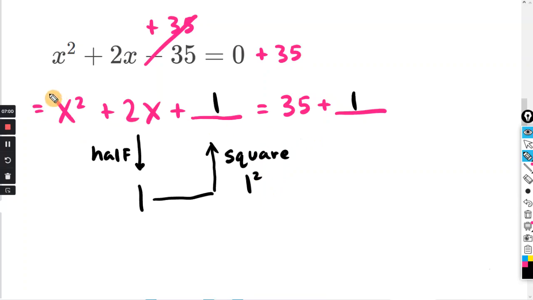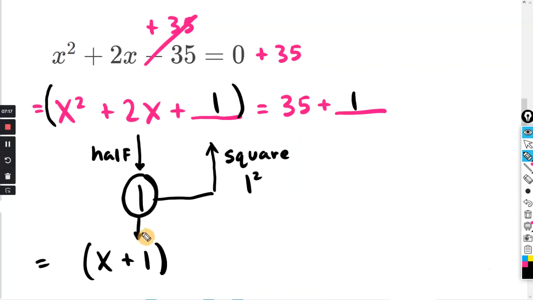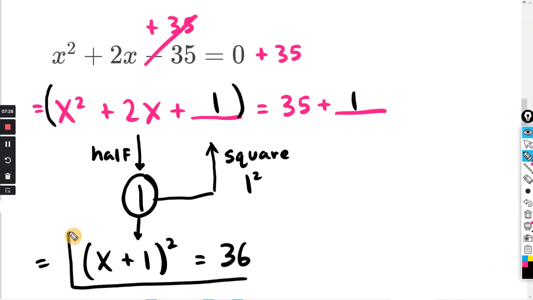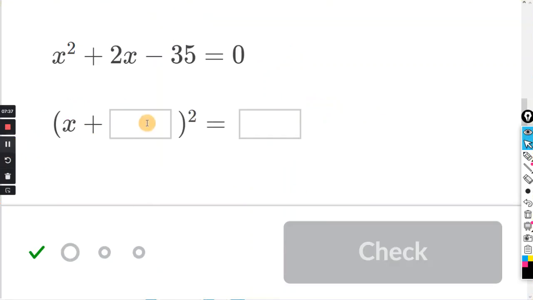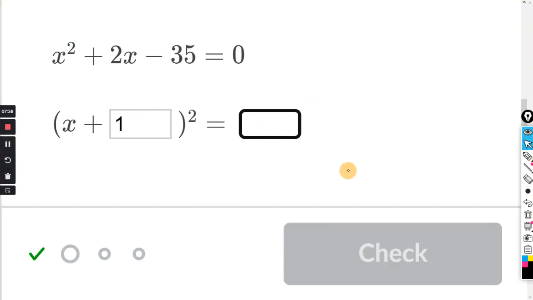Now we can factor this part right here. Like I said, you don't have to do the factoring tree. Just use the number you got when you took half. So that's going to be x plus 1, because it's a positive 1, and that gets squared, and that is going to equal 35 plus 1, which is 36. So this right here is your final answer. We had x plus 1 squared equals 36.